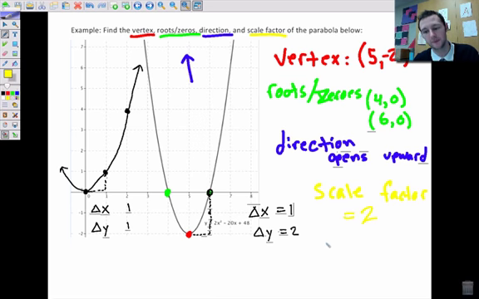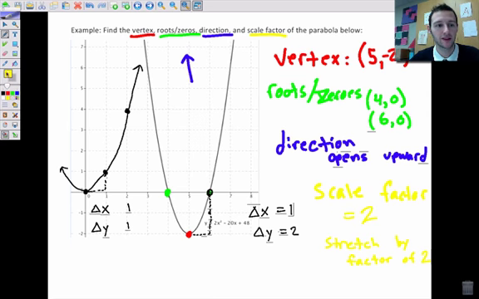Scale factor of 2. If you want to think of it in terms of the transformations we were just talking about, the vocab we would use would be a vertical stretch by a factor of 2. And remember, it is a stretch since the scale factor is greater than 1. Okay?